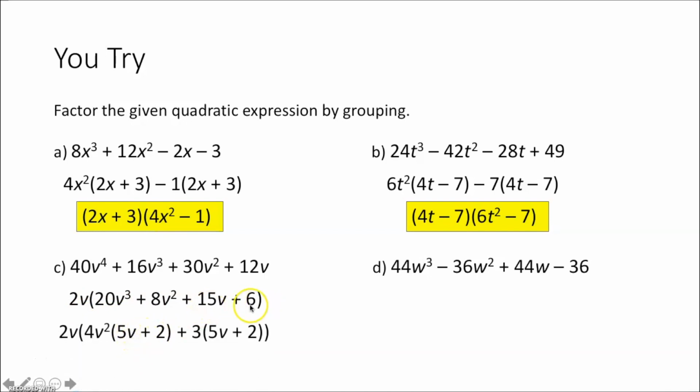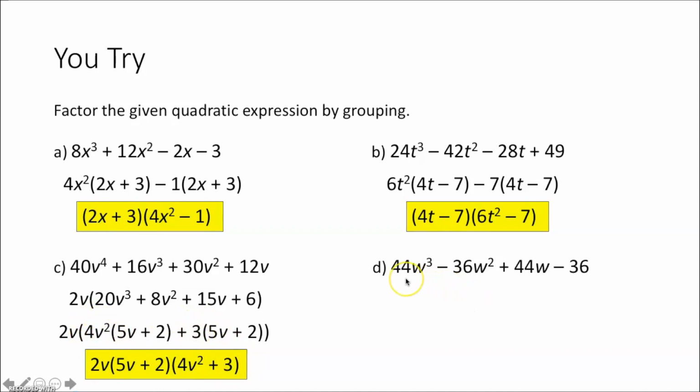Over here, each of these terms has a 3 we could take out. So we do. And inside we take each term divided by 3. That's what you get. Now the binomial is the same. So we know we're doing it right. We take that 5v plus 2, factor it out front. So it's going to be 2v, parentheses, 5v plus 2. And then in the second set of parentheses, we put our GCFs, which are 4v squared plus 3.